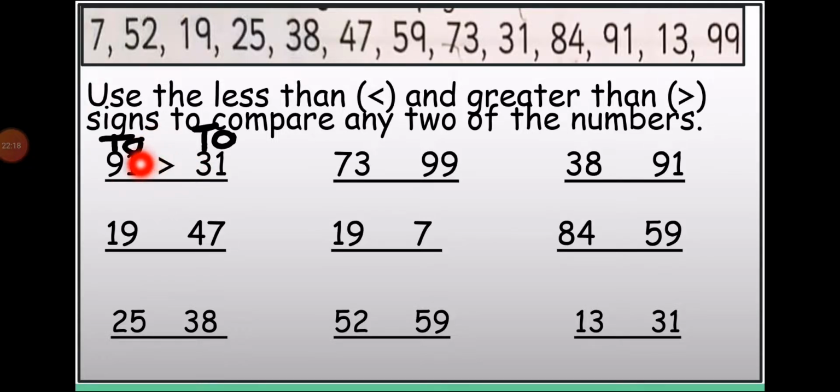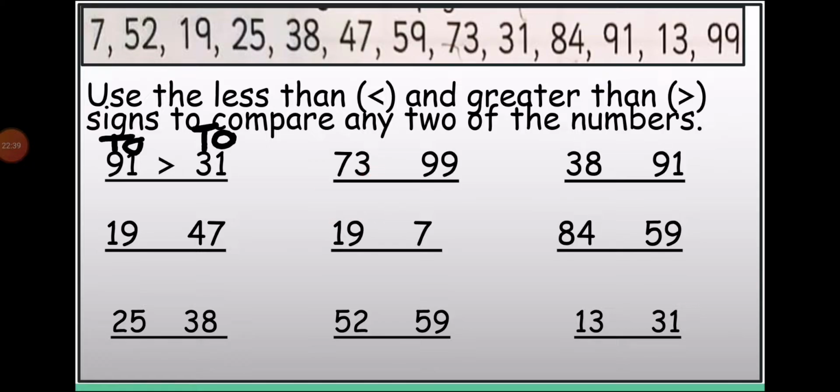The open end is towards 91 and the pointed end is towards 31. It means that I have put the greater than sign here. So 91 is greater than 31. So I have to compare the numbers starting from the greater value. Now we are going towards our second number. Now you will do these numbers by yourself.